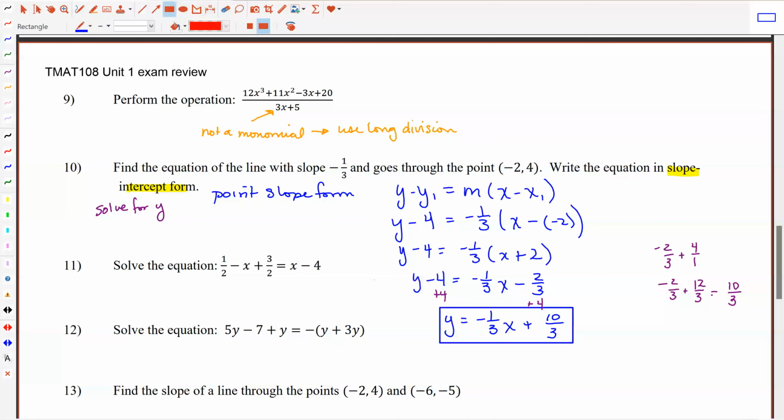On the next problem, we are asked to solve the equation 1/2 minus x plus 3/2 is equal to x minus 4. Now it is possible to work with it in this form, but I would recommend, just to make our lives easier, because this is an equation, that we clear the fractions. And in order to clear the fractions, we're going to multiply through by the least common denominator of all the fractions in the problem.